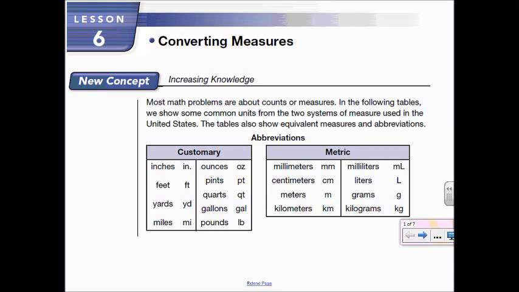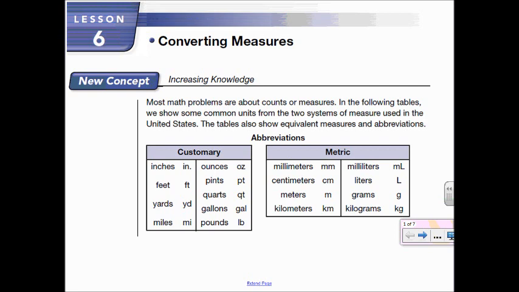Lesson 6 is on converting measures, and converting measures means that if you have a length or a mass or something that has been measured and you want to put it into different units, you would have to convert. So if someone tells you that they are 5 foot 6 inches and you want to know how many total inches that is, you would have to convert the feet into inches. Or if someone said that they were 120 pounds and you wanted to know how many kilograms that was, you'd have to convert it.